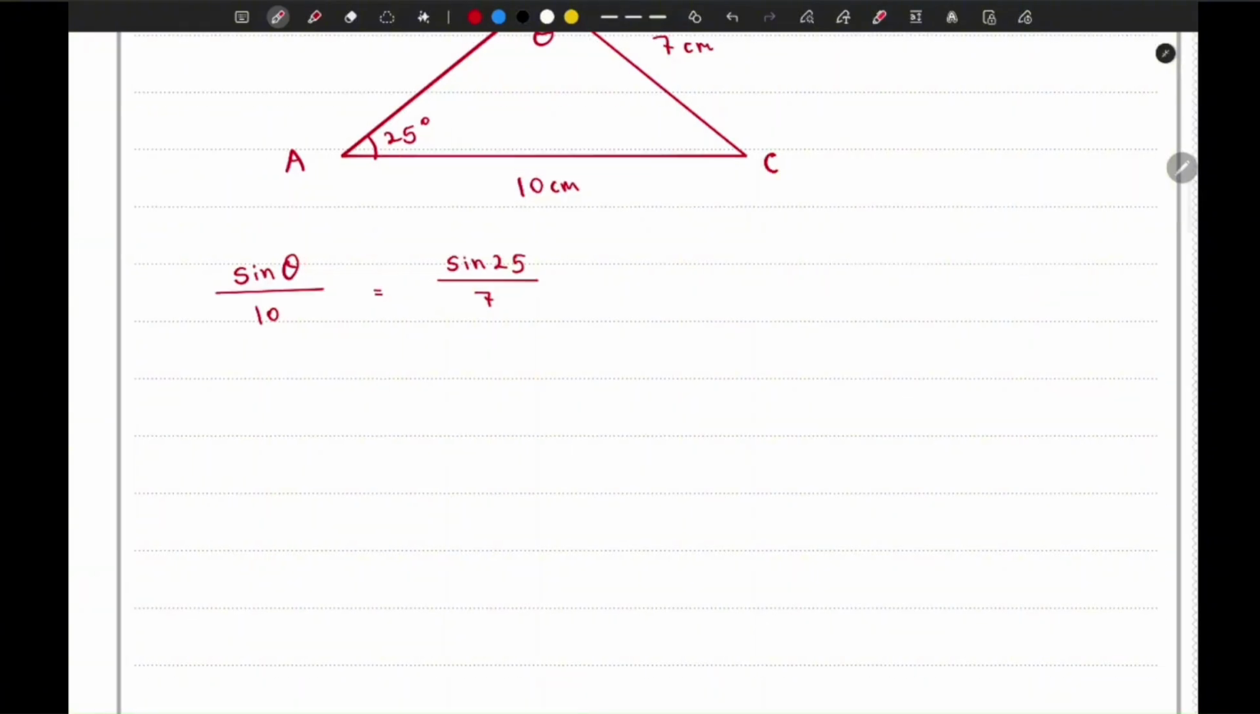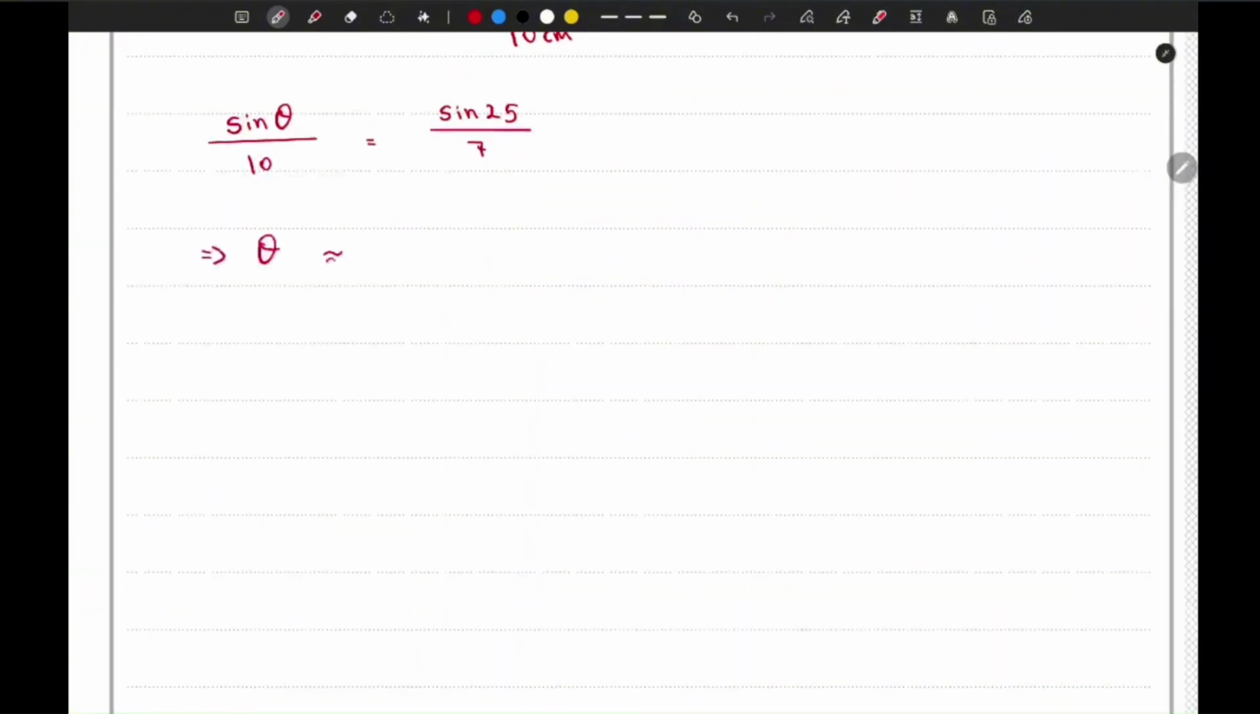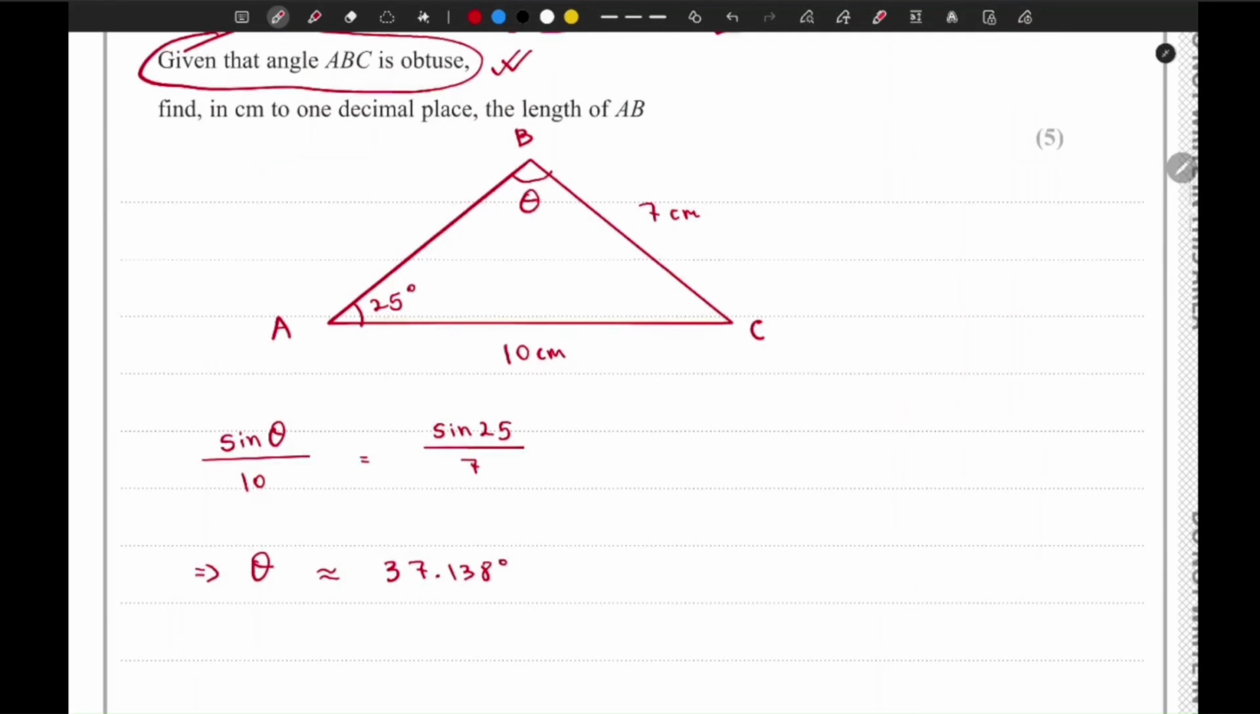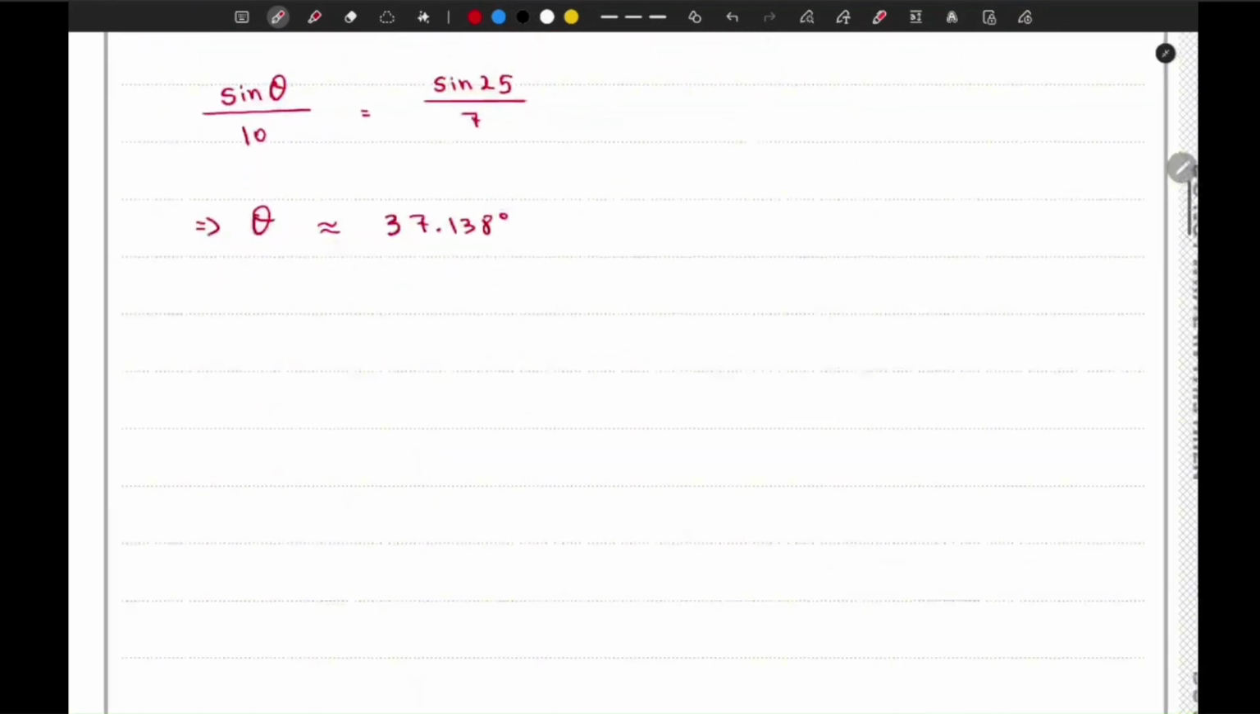Now if I make theta the subject, I will get 37.138 degrees. But as you guys know, angle ABC, which is theta, is an obtuse angle. So in order to find the obtuse angle from an acute angle, we need to subtract this angle from 180 degrees. So we will get 142.86 degrees. So this is the actual value of theta.